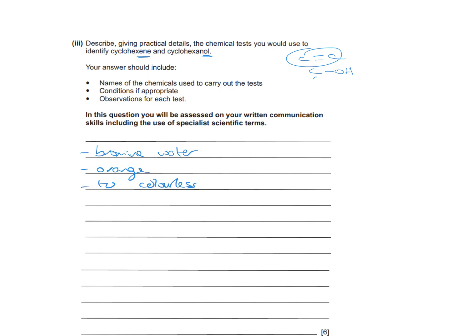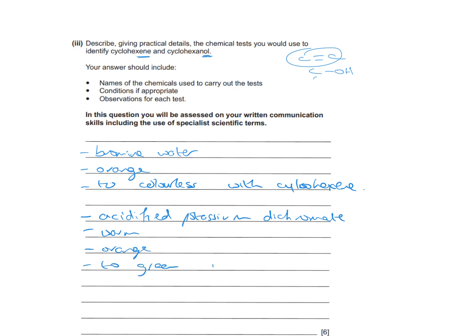Now that's with cyclohexene. It'll obviously stay orange in the cyclohexanol. But the test we can do to identify cyclohexanol is to add acidified potassium dichromate, and this has to be warmed. And the colour change here would be orange to green. And as I said, that is with cyclohexanol.